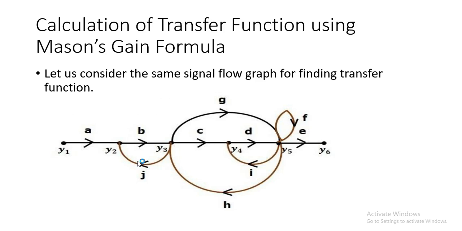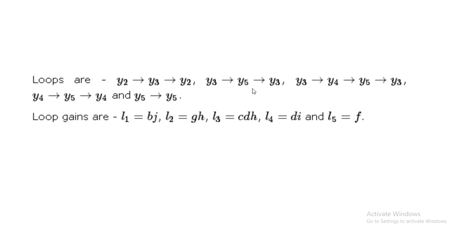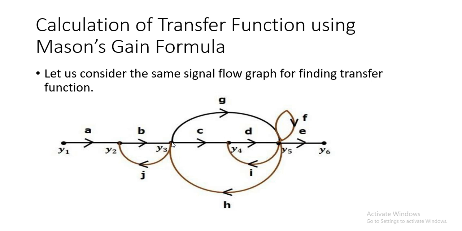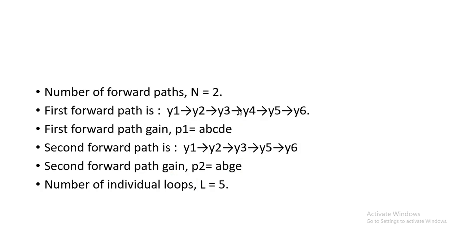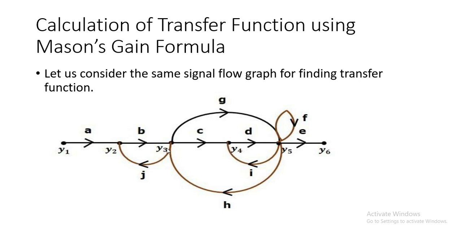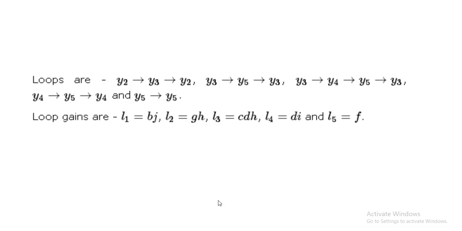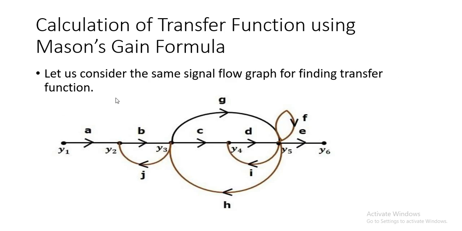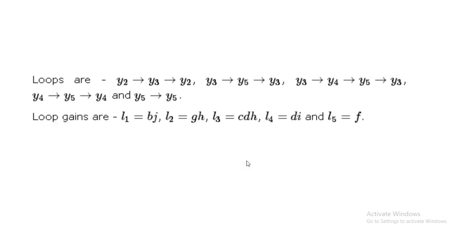Then the gain of the second loop, that is y3, y5, and y3, is gh. So it is denoted here, loop number 2. Then loop number 3 is what? y3, y4, y5, and back to y3. So the gain will be c into d into h, so it will be cdh. Similarly, the fourth loop is y4, y5, and y4. So the gain is di. I think it is mentioned here, di.